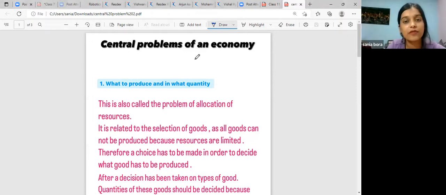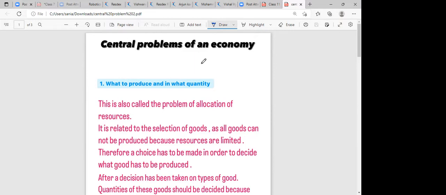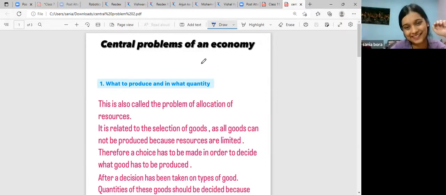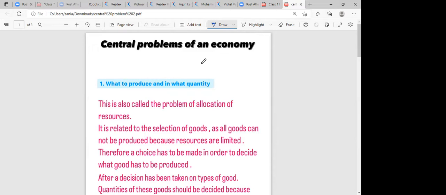So, central problem of an economy. Basically, there were three central problems. Just tell me what were the three central problems. Check your notes. Dina, you are not audible. Three central problems, scarcity of resources. Central problems, yeah, this one: what to produce, how to produce, and for whom to produce.